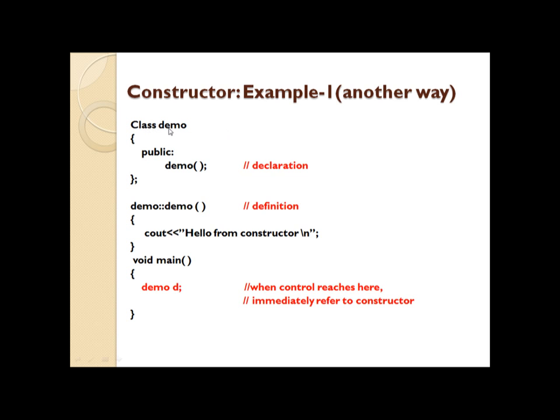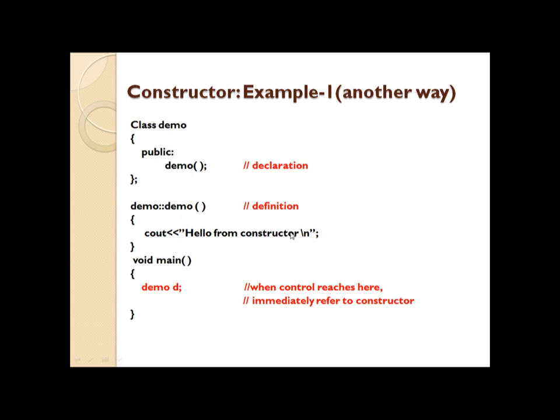So this is class demo, and in the public section, as we discussed, if we want to utilize the constructor in a fruitful manner, then it will always be declared in the public section. So here we are declaring the constructor. It is a constructor because it has the same name and there is no return type. Since we are defining this constructor outside the body of the class, we are using the scope resolution operator. So demo, this is the class name, scope resolution operator, demo, this is the constructor.